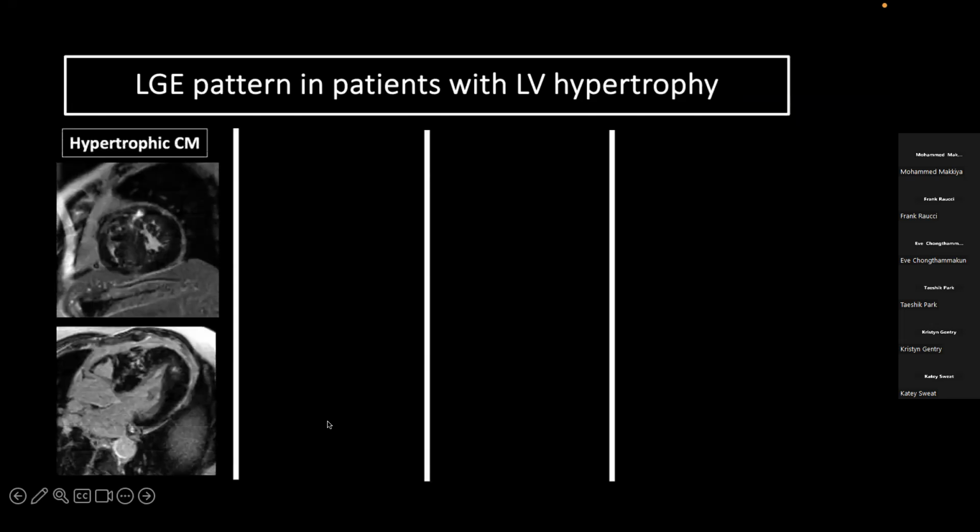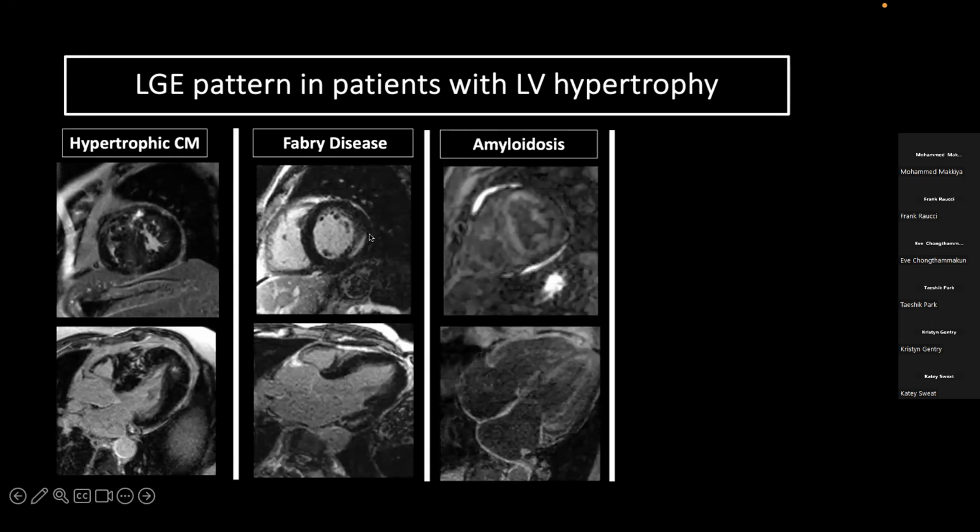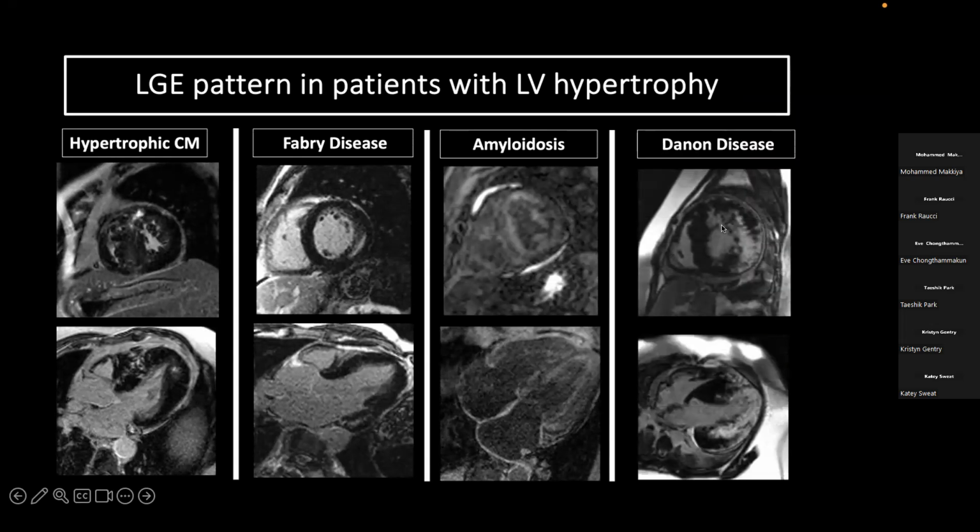For the thick heart, the LGE pattern is very helpful in those patients. So hypertrophic cardiomyopathy will have the RV insertion sites. Fabry disease will have the mid-wall, basal inferolateral wall enhancement pattern with sparing of the endocardium. Amyloidosis with the subendocardial or transmural enhancement is very characteristic.